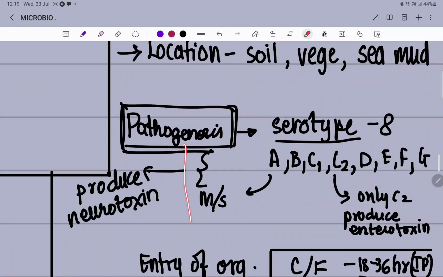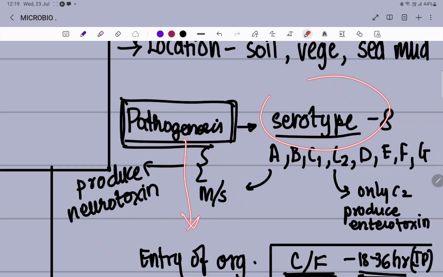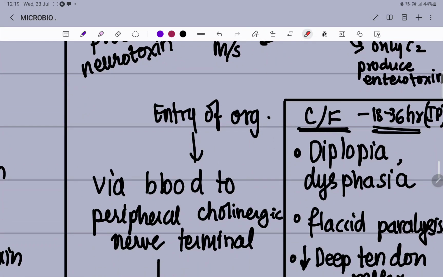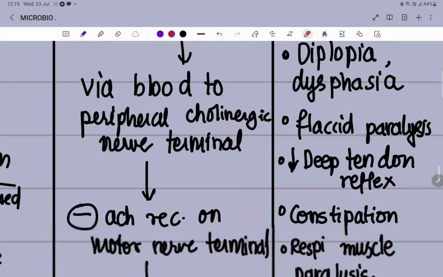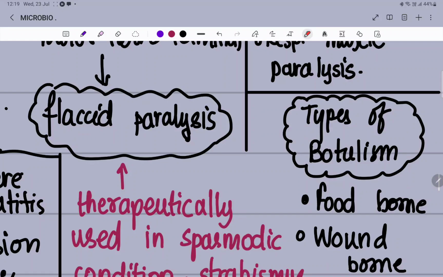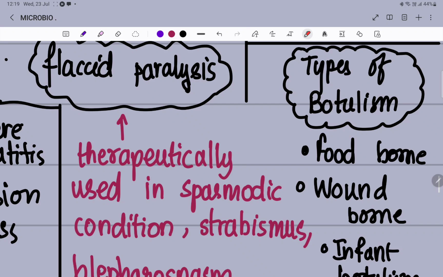Let us talk about the pathogenesis now. Since we know the serotypes, we will talk about the pathogenesis. Entry of the organism: there are various modes of entry of the organism based on their origin. We have divided it into various types of botulism. So before starting pathogenesis, we will first talk about the types of botulism according to the place from where it is born. First of all, we have the types of botulism.